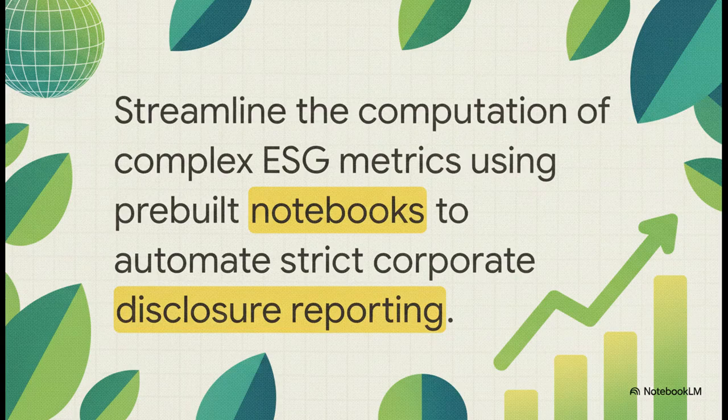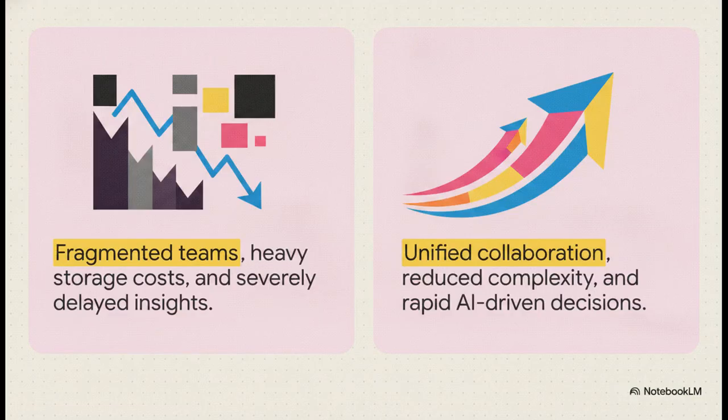And when we look at sustainability, organizations are facing incredibly strict corporate disclosure reporting today. Fabric completely streamlines the computation of those complex environmental, social, and governance, or ESG, metrics. Organizations can seamlessly track their sustainability scenarios using Fabric's pre-built ESG-optimized notebooks and dashboards, turning a massive reporting burden into a streamlined, automated process. Let's summarize the ultimate ROI we've uncovered in this explainer.